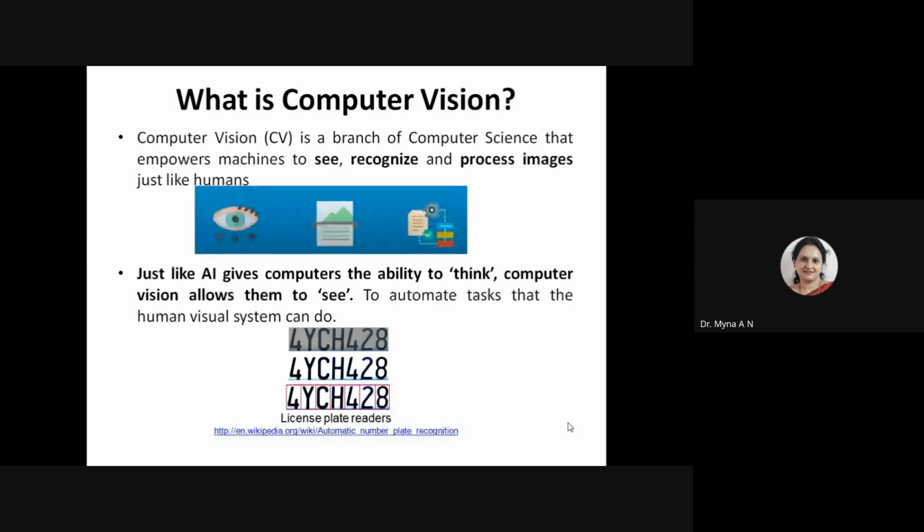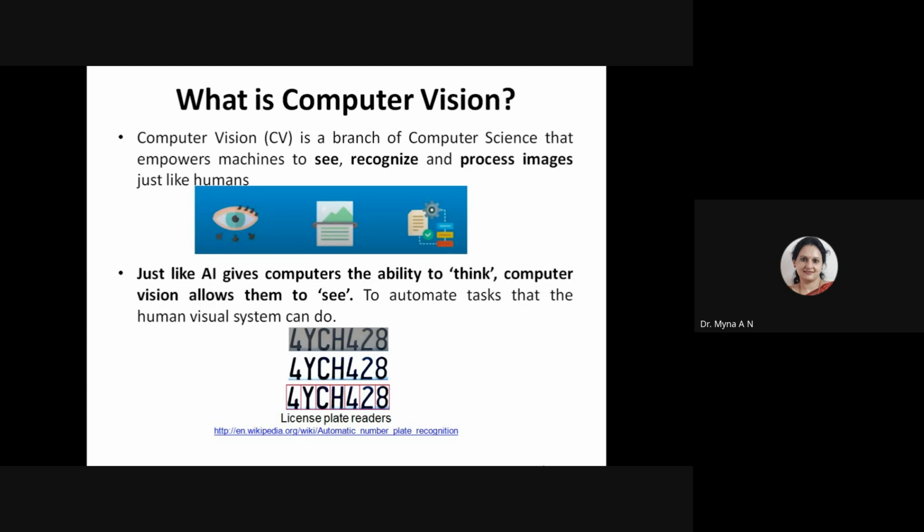Formally, computer vision is a branch of computer science that empowers machines to see, recognize, and process images just like human beings. It could be images or it could be videos as well. Just like AI gives computers the ability to think, computer vision allows computers to see, to automate tasks that the human visual system can do.